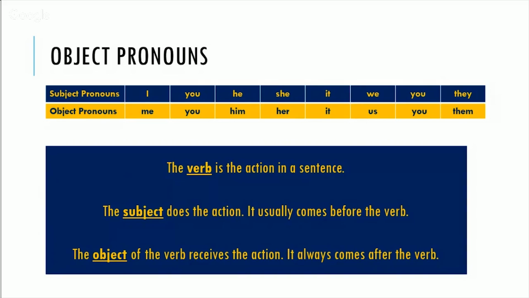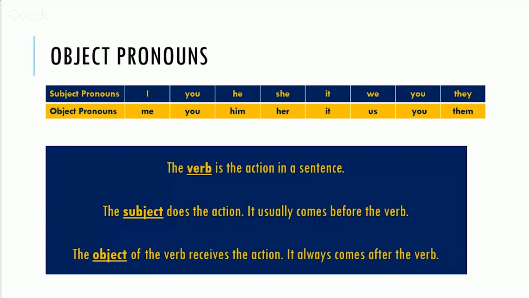So I'm going to give you guys a minute or two to copy those three definitions down, because those definitions are very important to understanding when to use a subject, when to use an object. So as you copy, I'm going to repeat the three sentences. The verb is the action in a sentence. The subject does the action. It usually comes before the verb. The object of the verb receives the action. It always comes after the verb.